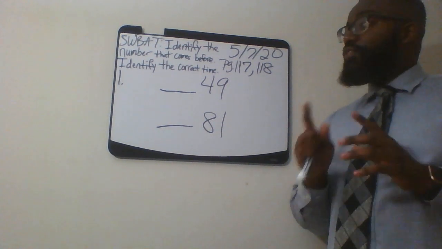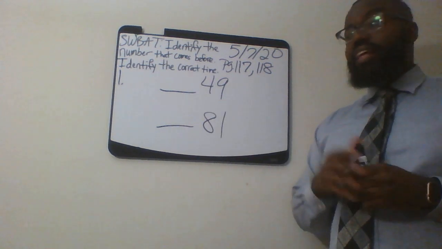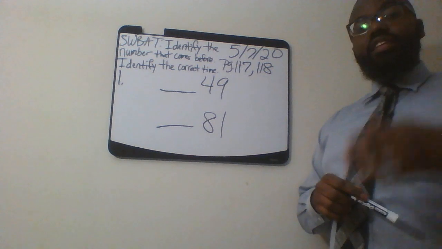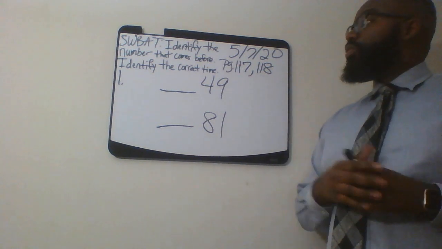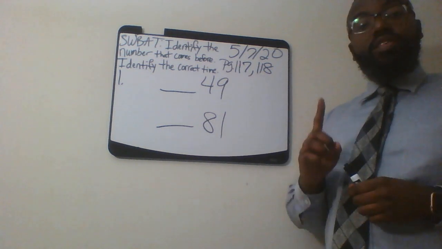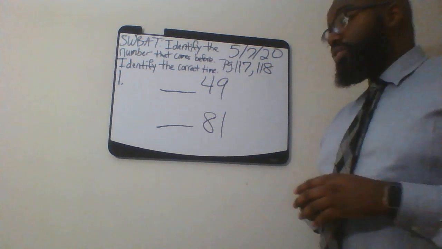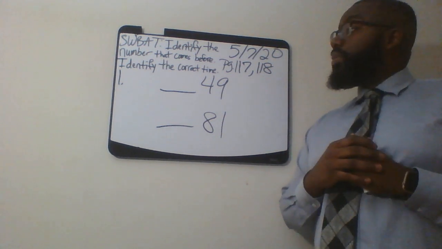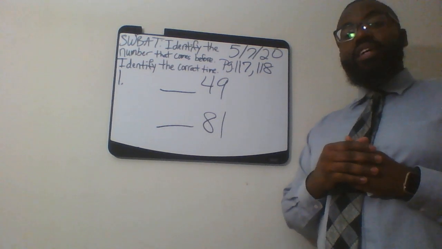Now, group one, today for math, we'll be able to identify the number that comes before and between, and we'll be able to identify the correct time. So, group one, keep turning your math books to page 117. Once you turn to page 117, let's take a look at problem one. Now, problem one wants us to write the number that comes before.